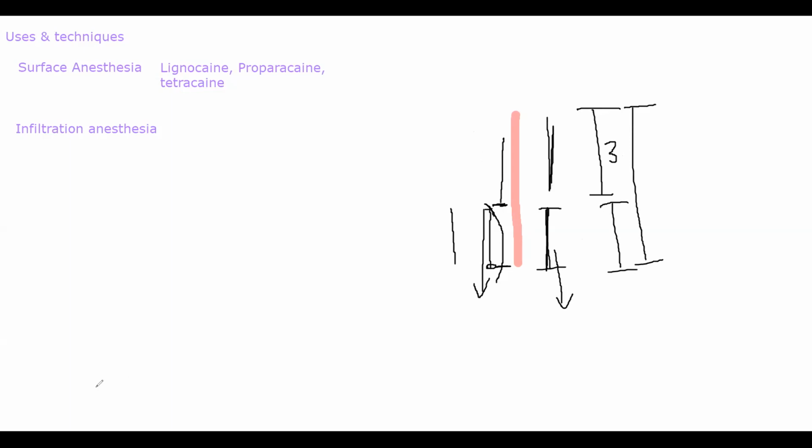The common drugs that you use for infiltration anesthesia are procaine, lignocaine, and bupivacaine. You should avoid giving around arteries as well because necrosis can occur when you are giving this near the artery. This is generally used for very small procedures, for abscess drainage, for incisions, things like that.